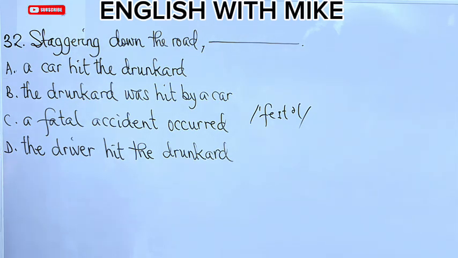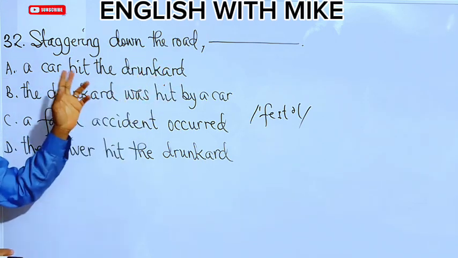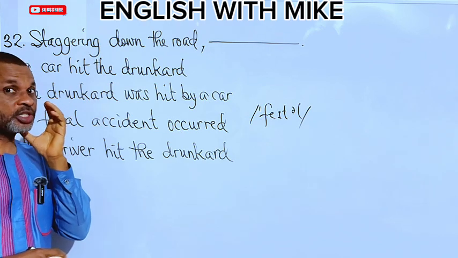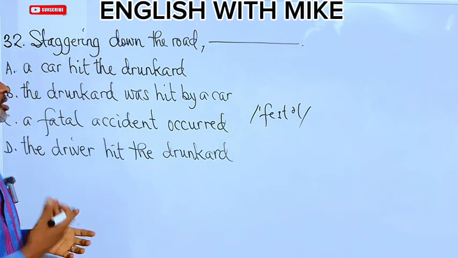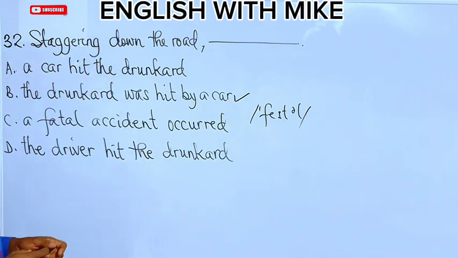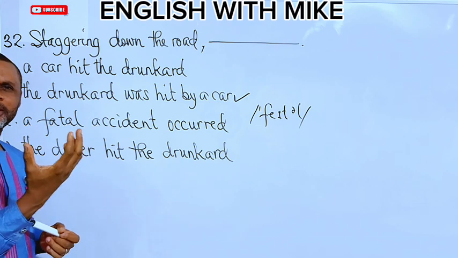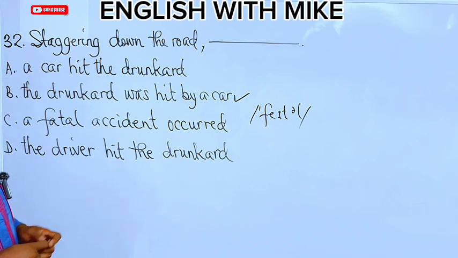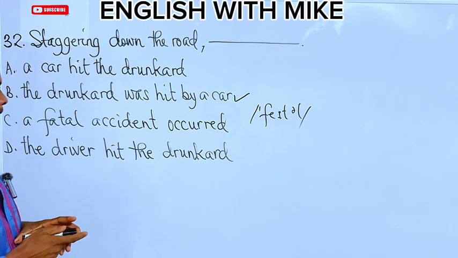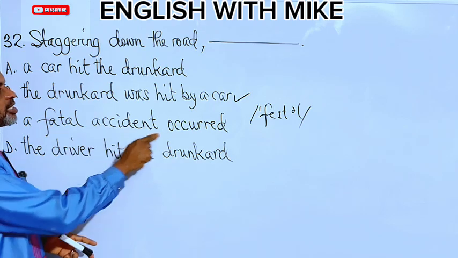Participial structures. So simply, what did you choose? Which one did you choose? I said, did you choose, because I know you have chosen your option. Which one? As for me, I go with B. Each of them appears enticing, but especially this looks very, very choosable. And maybe this, a fatal accident occurred.